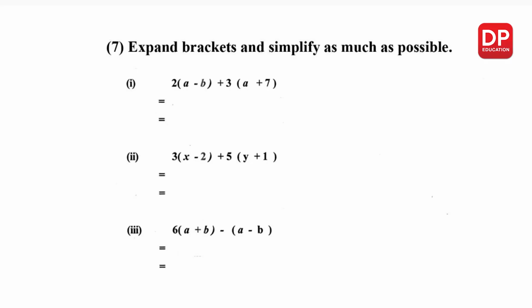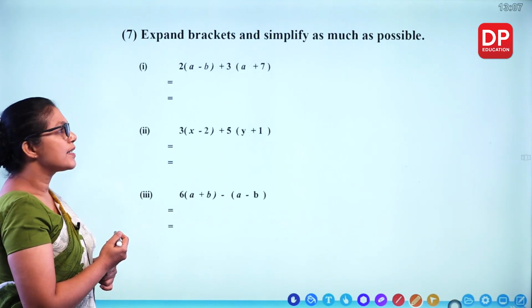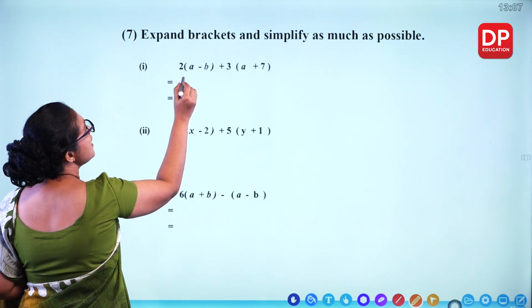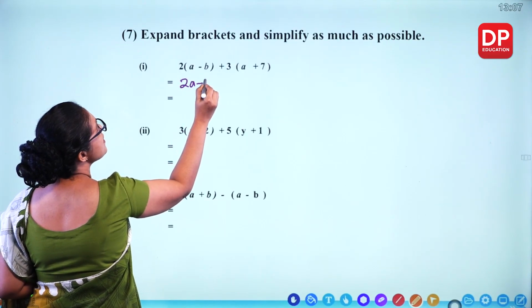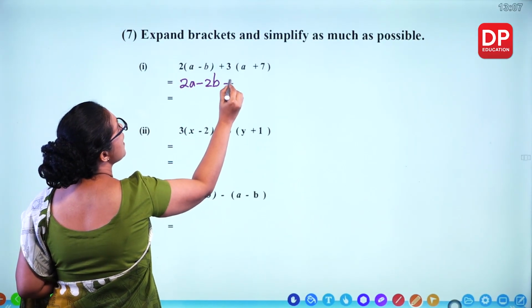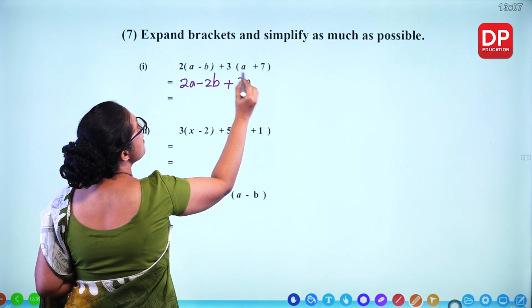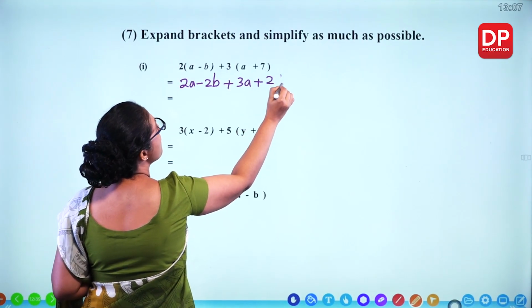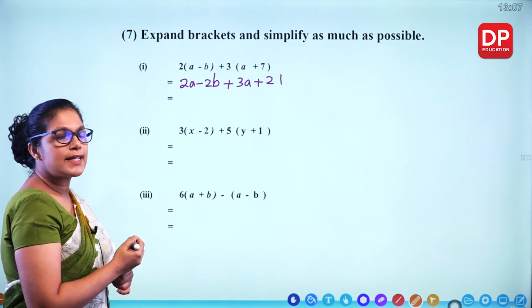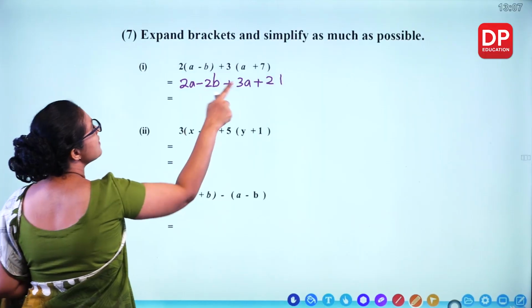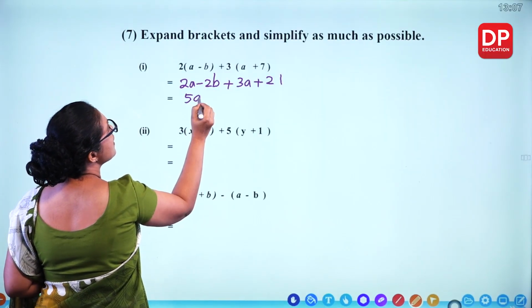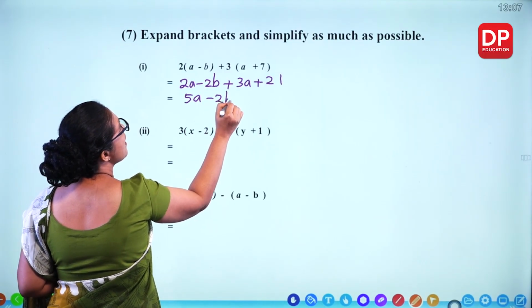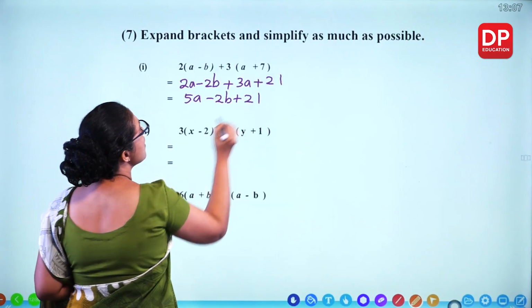Expand brackets and simplify as much as possible. First expand brackets. 2 times a, 2a. 2 times minus b, minus 2b plus 3a plus 21. Now add like terms. 2a and 3a, that's 5a. And minus 2b there plus 21.